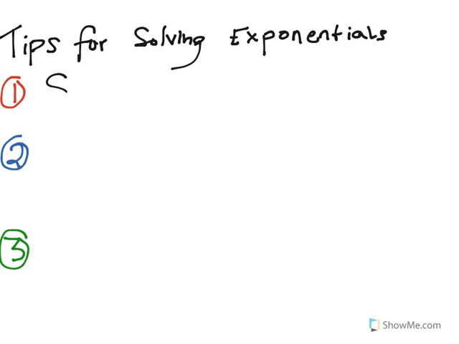The first is same bases. If both sides of the equation have the same base along with the exponential, then you can just set the exponents equal to each other. You're going to see this in the following example.